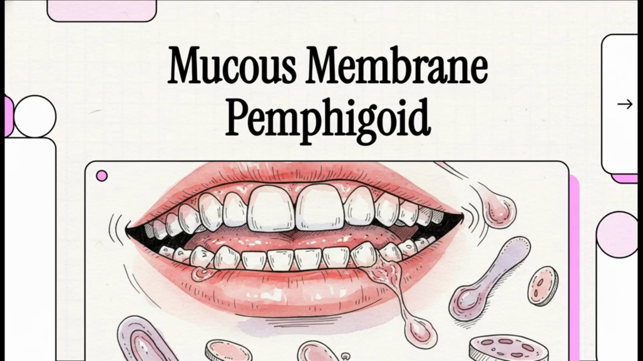Today, we're jumping into a condition you absolutely have to know inside and out, not just for your exams, but for your future practice, mucous membrane pemphigoid. We're going to use a real-world patient case to break down what it is, why it happens, how you spot it, and what you do about it.